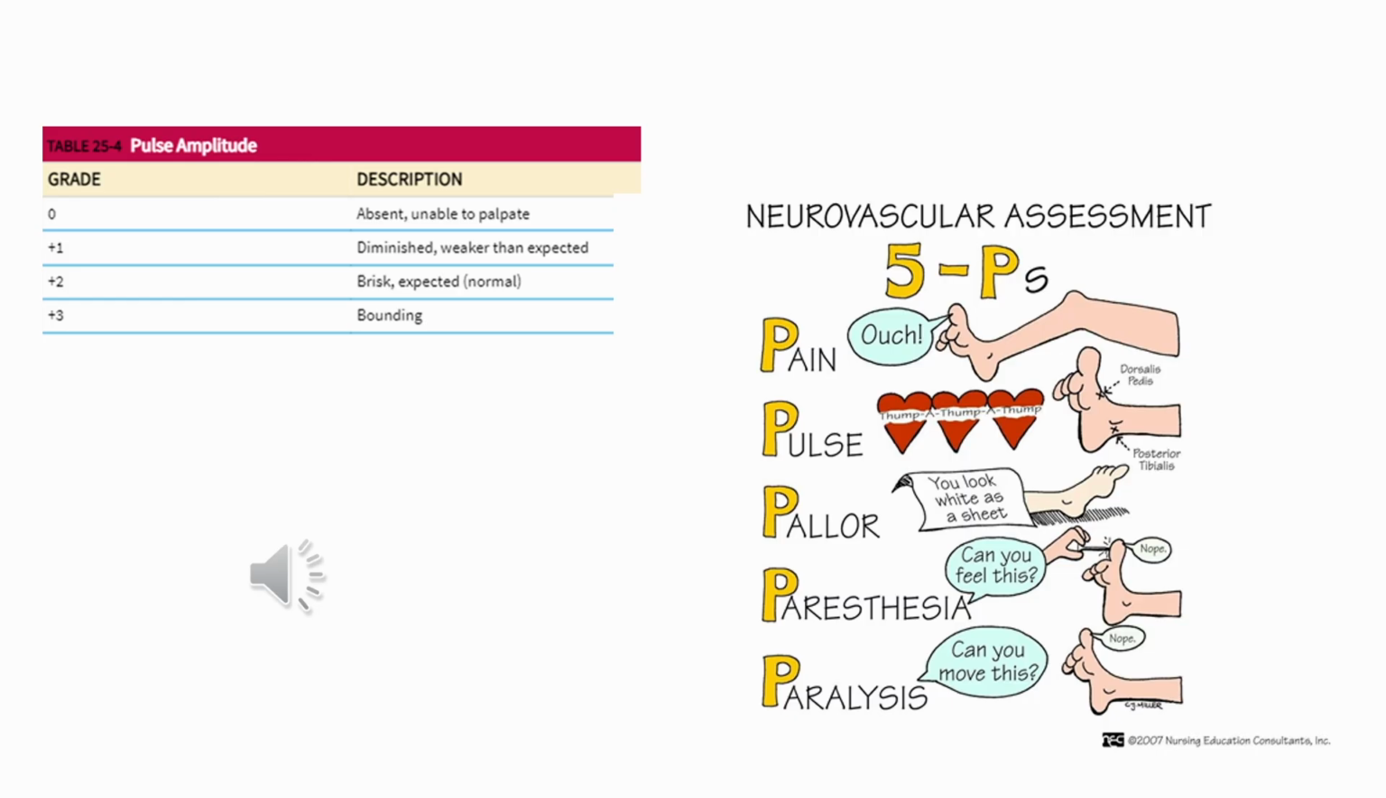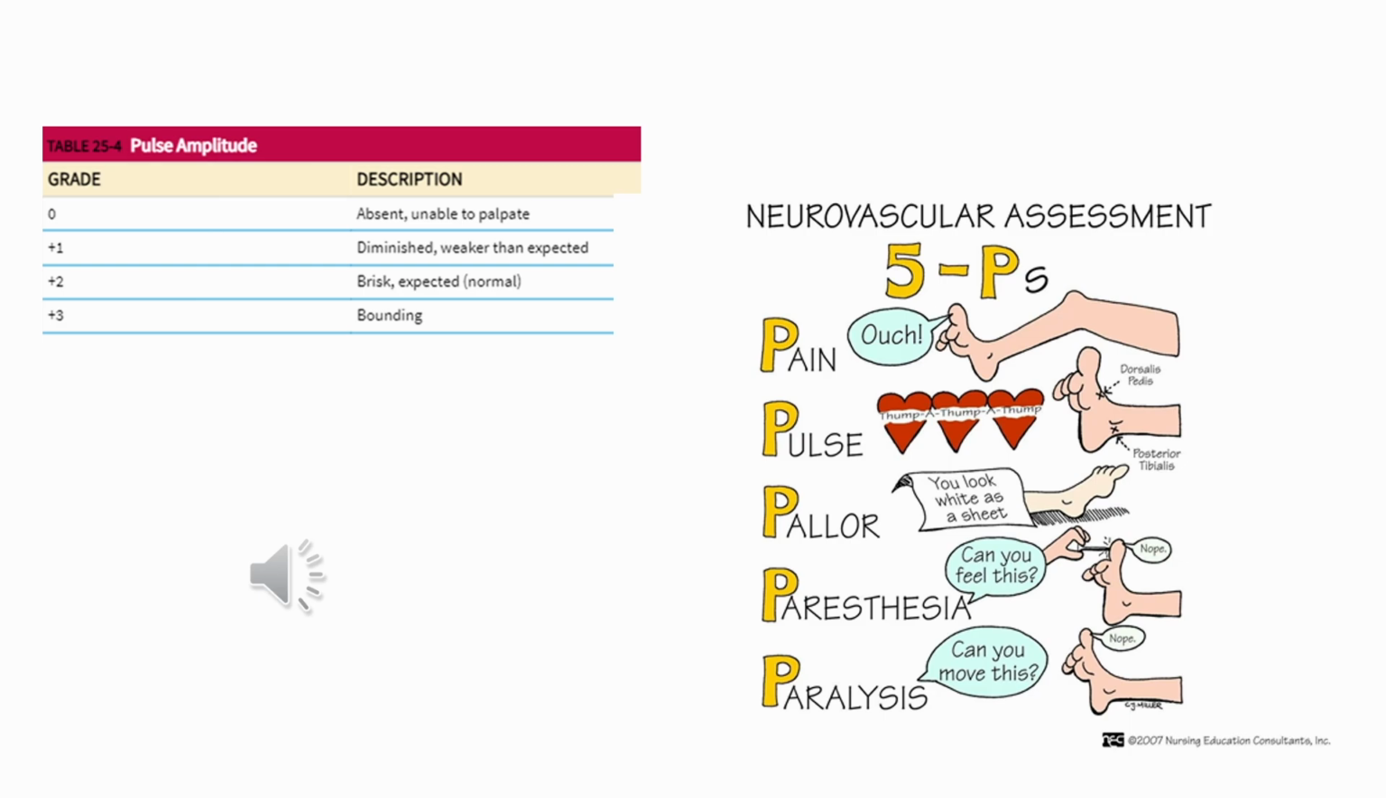Next, we're going to utilize the 5 Ps of the neurovascular assessment so that we can evaluate circulation, motor function, and sensory integrity. So our 5 Ps, we have pain, so we're going to assess for pain, especially at rest or with activity, which can indicate ischemia. We're going to assess the pulse. So again, palpate and grade pulses in the affected limb. Any weak or absent pulses may suggest a compromised arterial flow.